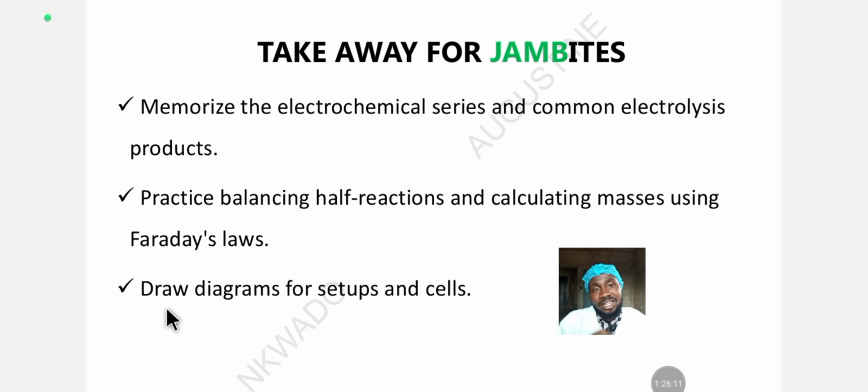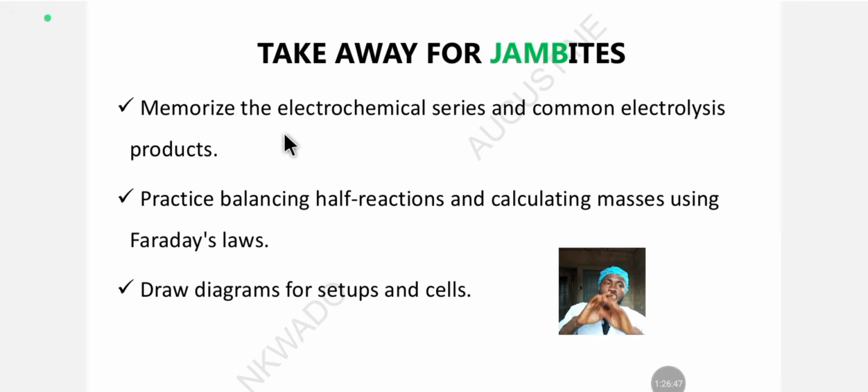All right. The third takeaway is draw diagrams for setup and cells. Learn how to draw diagram for setups and cells. Cell diagram. Learn it. It's very easy. This balancing of half reaction, I already treated this in this lecture, okay, when we treated cell potential and so on and so forth. Hope you still remember the formula for cell potential. Do you? You thought right. The formula is cell potential is equal to cathode minus anode.